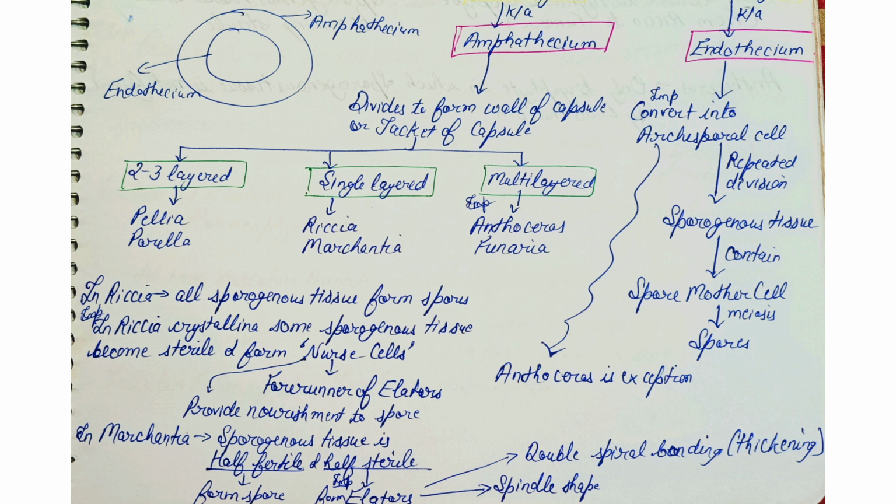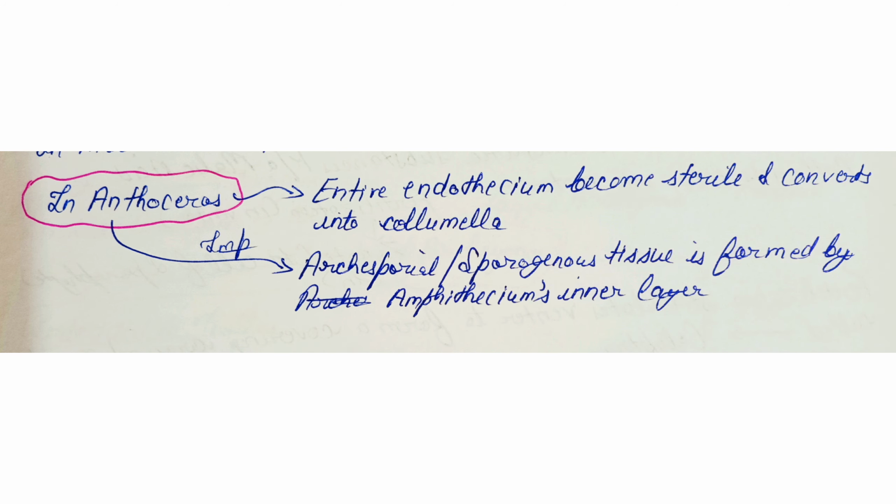In Marchantia, the sporogenous tissue is half fertile and half sterile. The fertile portion forms the spores and the sterile portion forms the elaters. Elaters also help in spore dispersal. Talking about the sporogenous tissue of Anthoceros, it is not formed from the endothecium. In Anthoceros, the entire endothecium becomes sterile and is converted into columella. The sporogenous tissue is formed from the amphithecium. This exception of sporogenous tissue is of much importance.